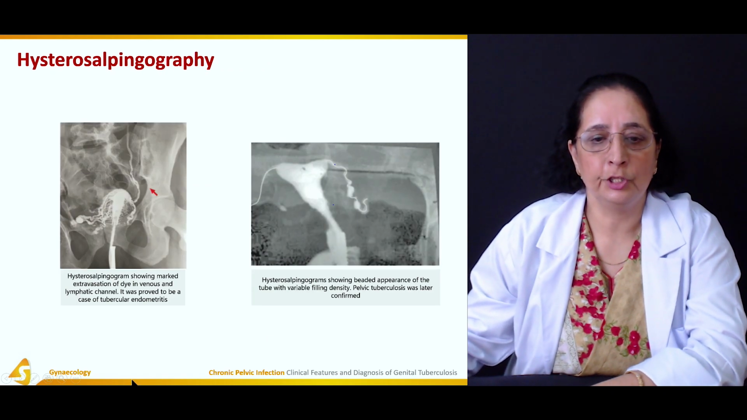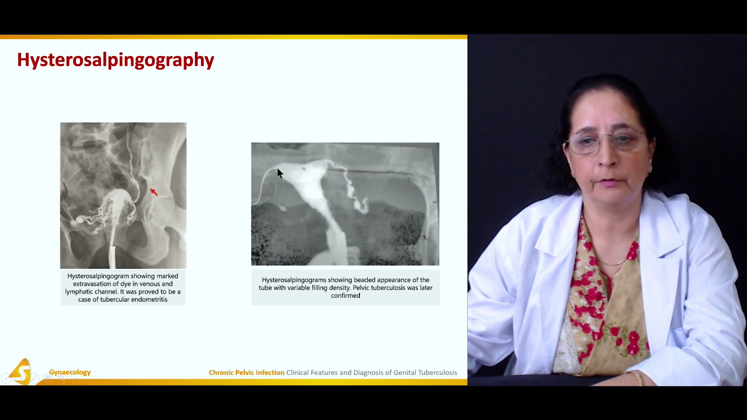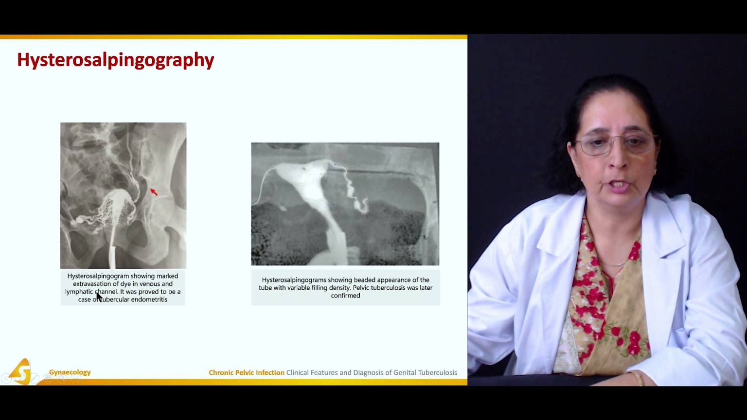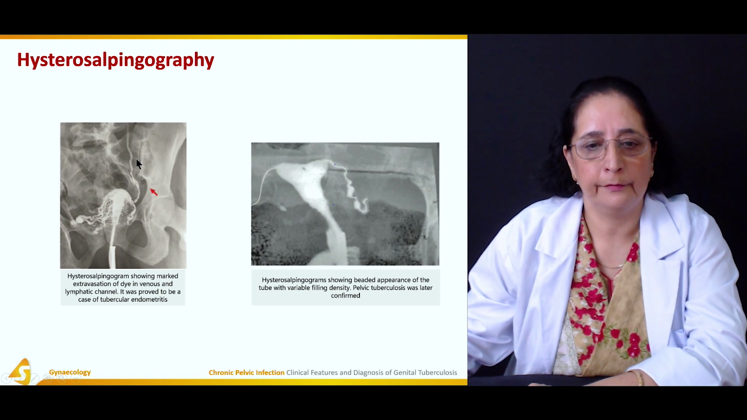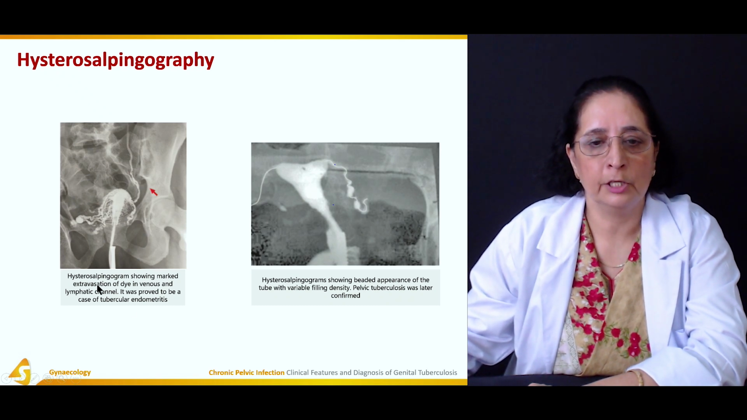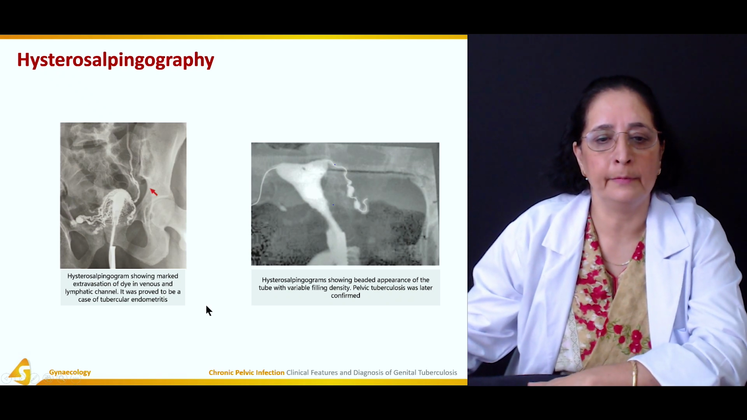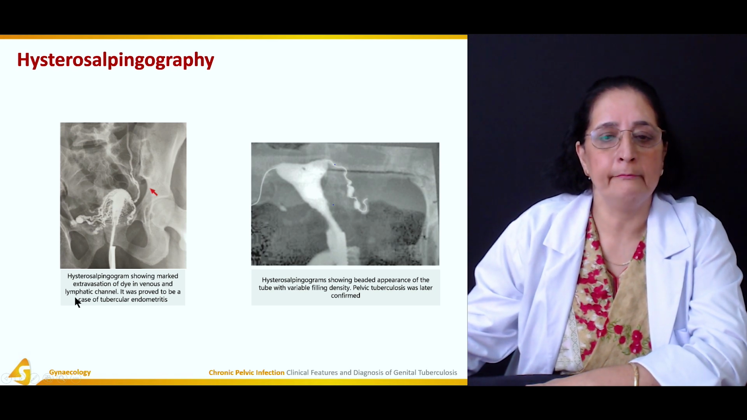This is the picture of hysterosalpingography. As I mentioned, hysterosalpingogram, the dye is injected, and then we can take the picture of the flow of the dye to the different structures. So this is the hysterosalpingogram that shows marked extravasation of dye in venous and lymphatic channels.